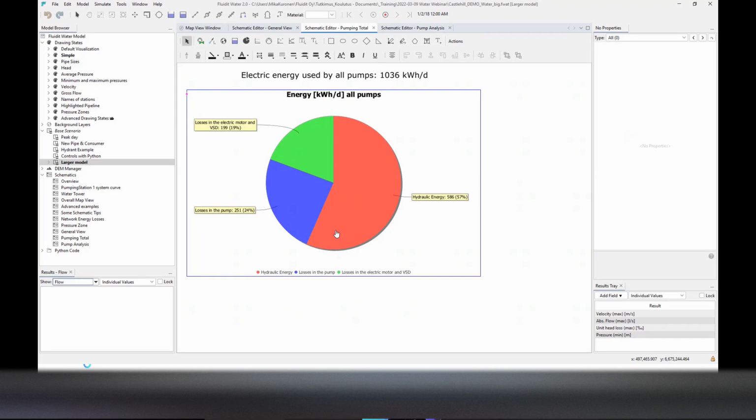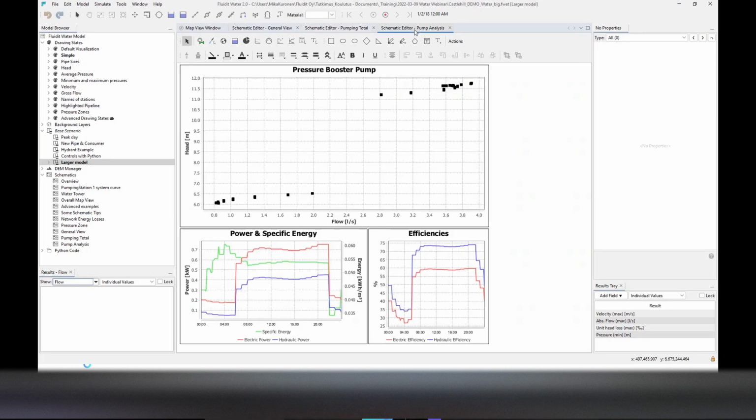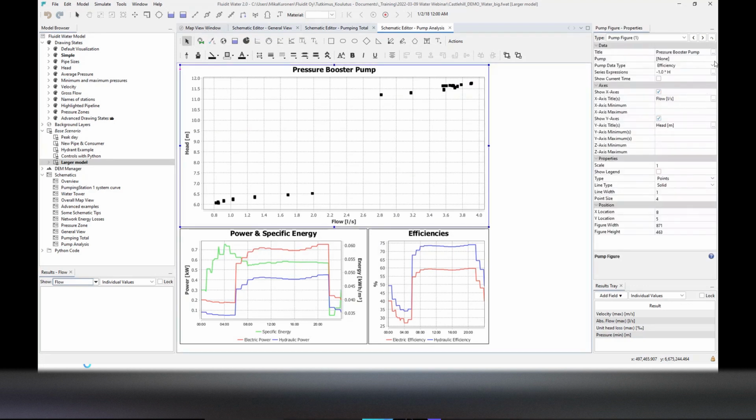So once again, you could start by looking at the big picture. What's the total amount of energy and how is it divided? Then, of course, going down to dig more and more details.